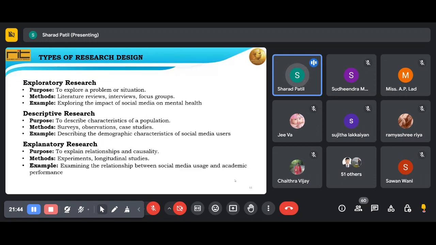And people are going to use methods such as surveys, observations, and case studies, and they are going to describe the conditions and characteristics of whatever the system is. And explanatory research is nothing but explaining the relationships and causalities between whatever research questions and problem you have. So you are going to use methods such as experimental methods and longitudinal studies, and you are going to examine the relationship between these two. Most of the time, people use experimental research methods in academic research.